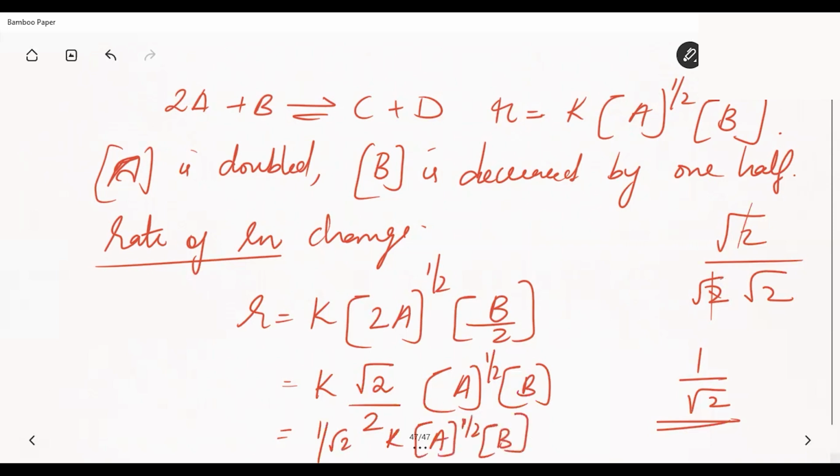This is the method. So these are simple questions. You have to understand the concept very well, so it will be very easy for you guys. Moving to the next question.